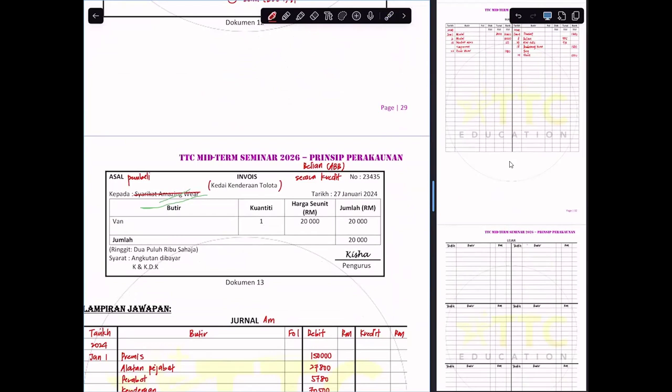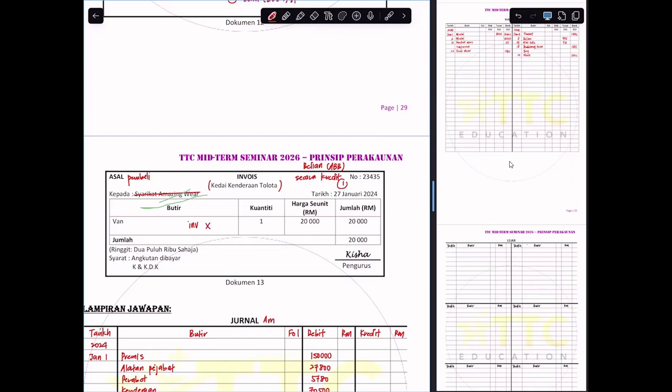But can we record into journal khas? The ultimate question for this document. Can we record this document into journal khas? Can we? Can we record this in journal khas? It meets the first requirements of secara kredit. How about inventory? Does it meet? Is it our inventory? Is it our product that we are selling in this question? No. So can we record into journal khas? No. Then where to record?